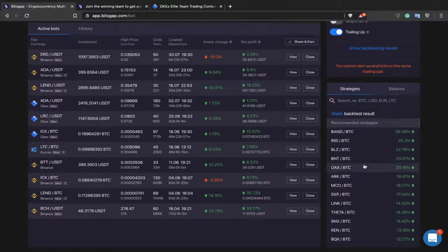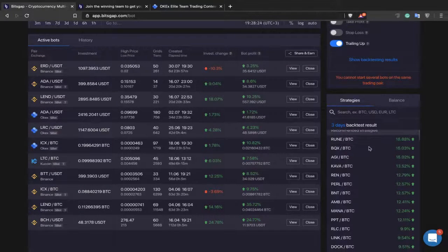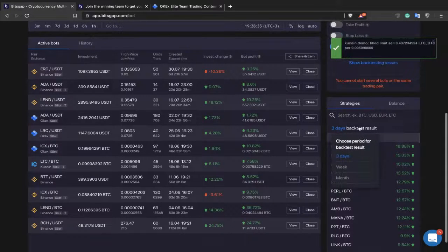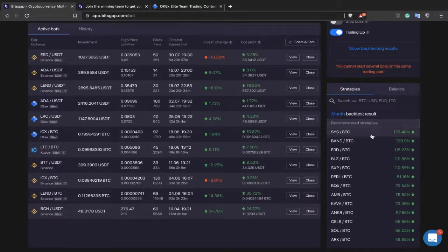Now you see you have a newly fresh list of recommended strategies, and it starts with band trading to BTC. And if you click to 3 days, then of course you will get a new one. You see the top one in this case, that's Rune trading to BTC. So it's up to you based on which period you prefer to choose cryptocurrencies. These are the top performers.